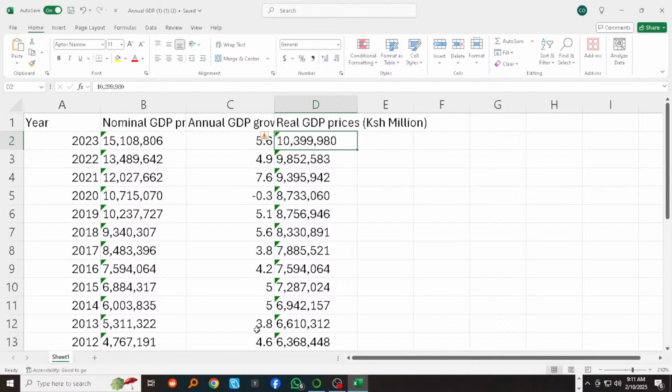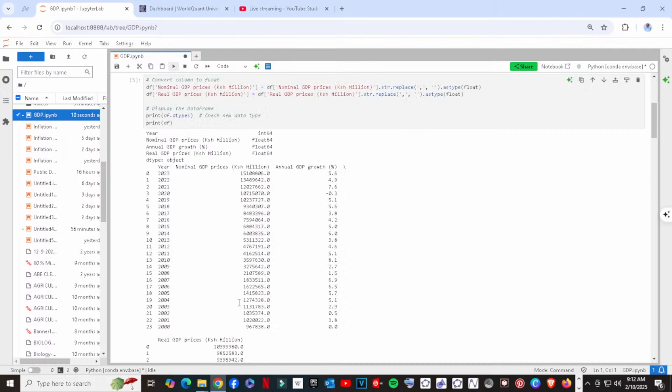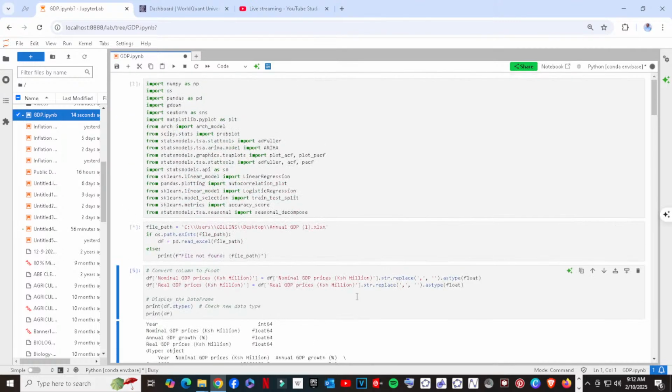So first, I needed to take the data and convert the column to float. So this command was to convert that. So let's see. Let me run this and see what it gives us.